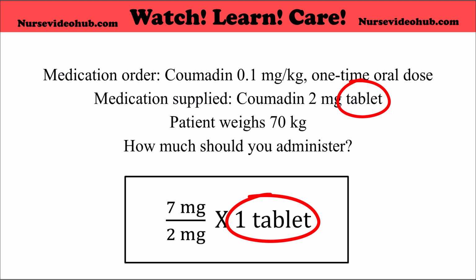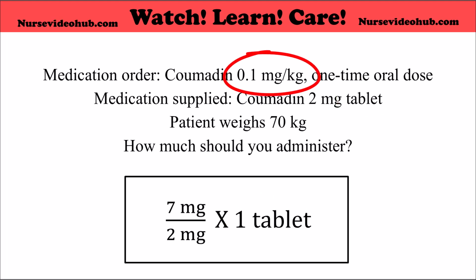Place that in the formula. The desired or prescribed amount is 0.1 milligram per kilogram. You need to calculate the amount of medication to administer based on the patient's weight. The patient weighs 70 kilograms. For every kilogram, the patient should receive 0.1 milligrams of the medication. 70 times 0.1 equals 7 milligrams. The amount of medication order based on the patient's weight is 7 milligrams.